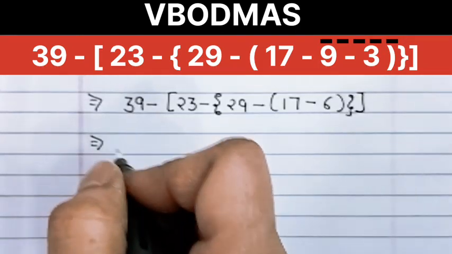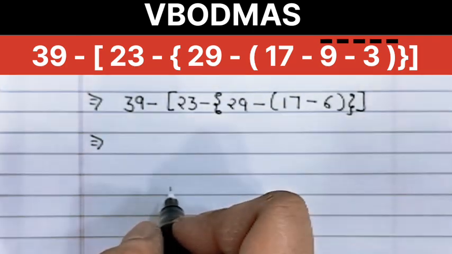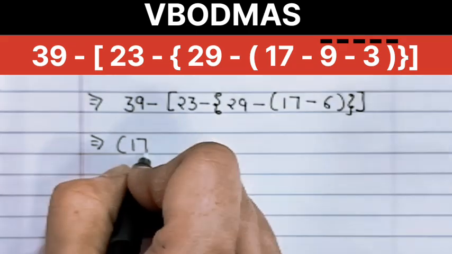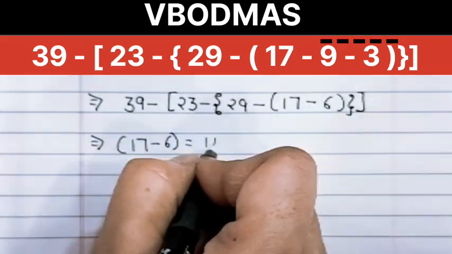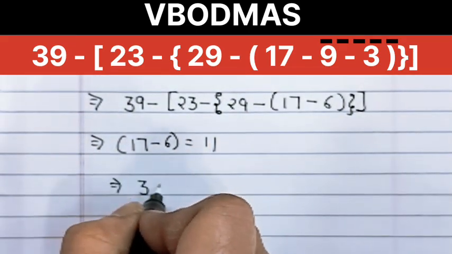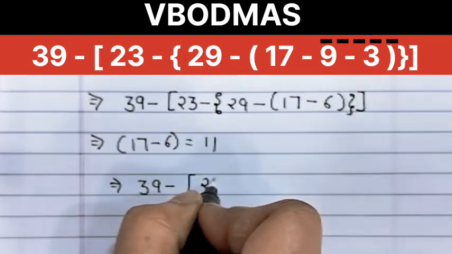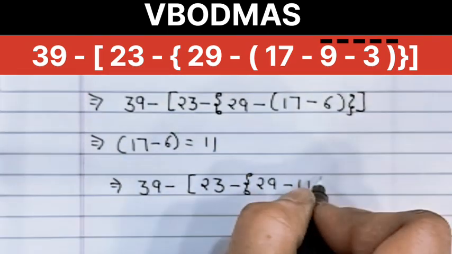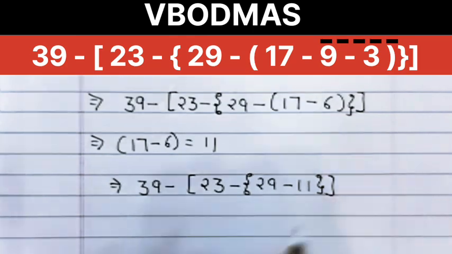Now step 2, solve the round brackets. Next we perform the subtraction inside the parentheses. So 17 minus 6 equals 11, and the expression becomes 39 minus [23 minus {29 minus 11}]. Now the square bracket stays off for now.